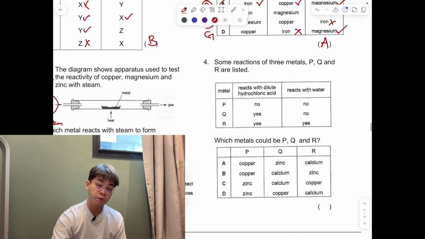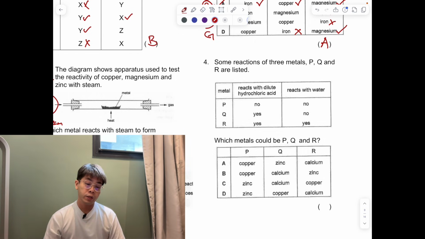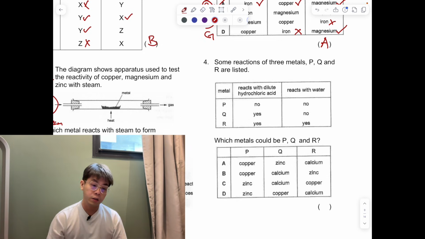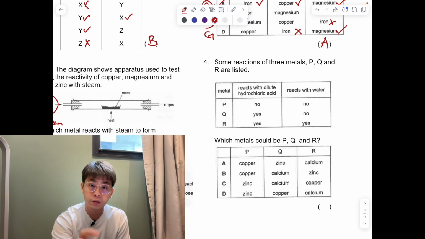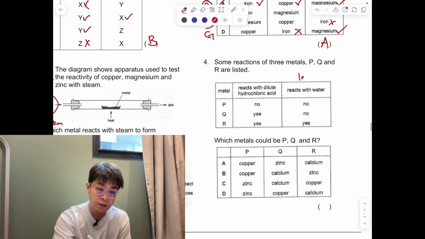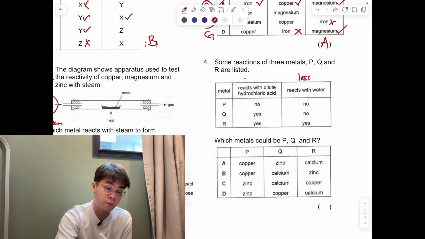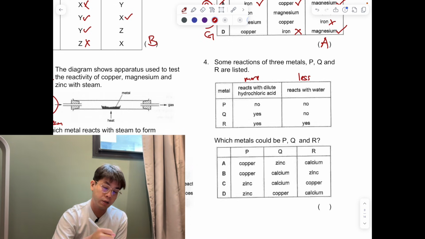Okay, let's look at question number 4. Now we have 3 metals, P, Q and R, reacting with water and with hydrochloric acid. This is quite interesting because the less harsh one is on the right now, and the more harsh one is on the left.